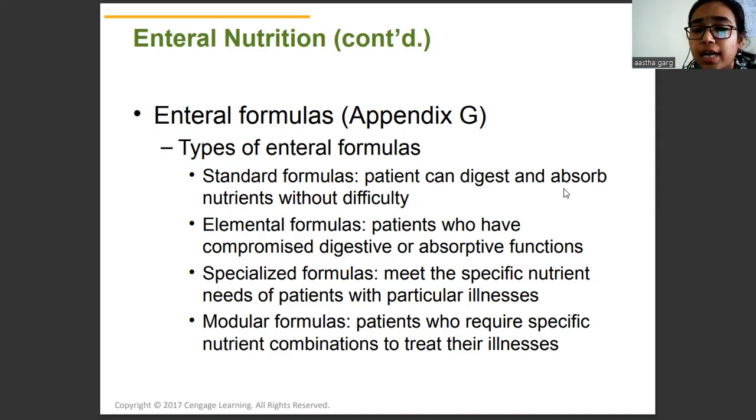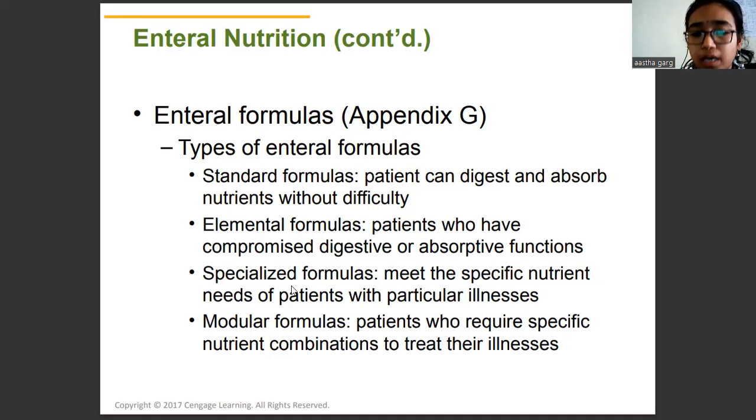Patients can digest and absorb nutrients without difficulty, and it would be given only to those patients who do not have much damage in their GI tract. Elemental formula is when the whole food that we are eating is broken down into small elements. That formula would be known as elemental formula. The patients who have some compromises in their digestive tract, or whose absorption function is not happening properly, or who have some complications, this formula would be given to those patients, because it has been broken into smaller elements.